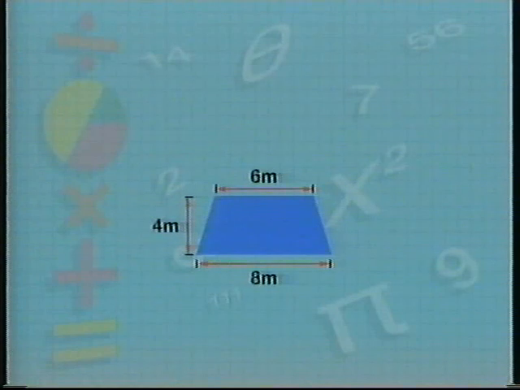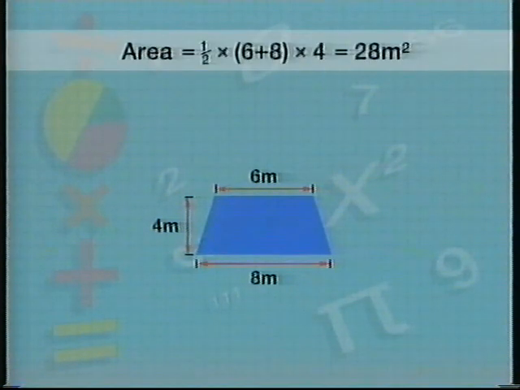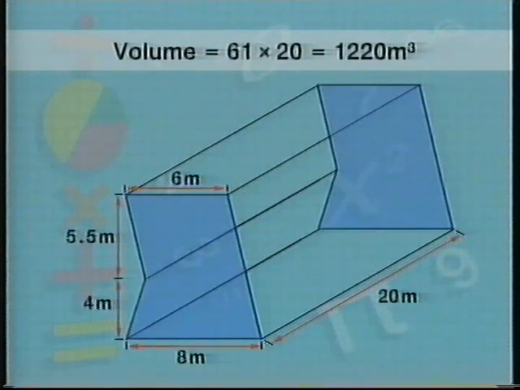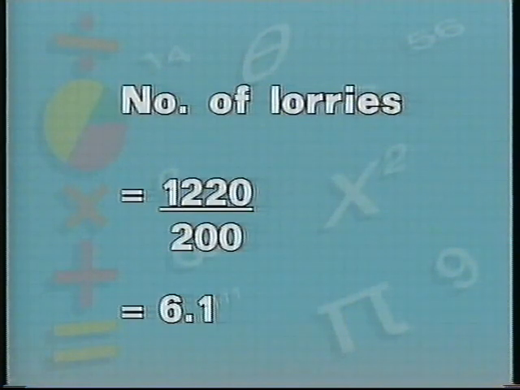The area of the trapezium is a half multiplied by (6 plus 8) multiplied by 4, and that works out as 28 square metres. So the total area is 33 plus 28, which is 61 square metres. So the volume is 61 multiplied by 20, which is the length, or 1,220 cubic metres. Now, if one lorry can carry 200 cubic metres, then the number of lorries needed must be 1,220 divided by 200, which equals 6.1 lorries. Well, you can't have a part load, so you better make it 7.